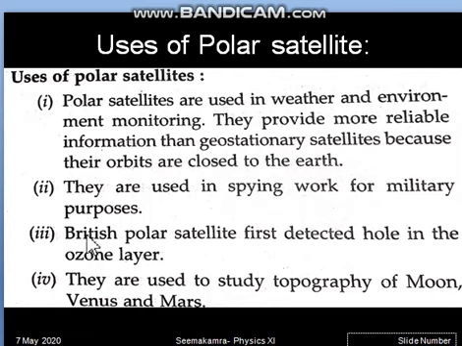One important point is given here, that is, a British polar satellite first detected the hole in the ozone layer. And in the same manner, the study of the topography of the Moon, Venus and Mars is done by polar satellites. So depending upon the uses, heights and time periods, polar satellites can serve many purposes. That's why these are very, very important. And the foremost important use of the polar satellite is that it gives excellent coverage of Earth.